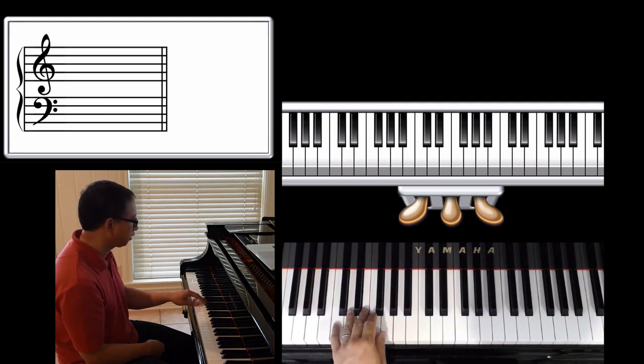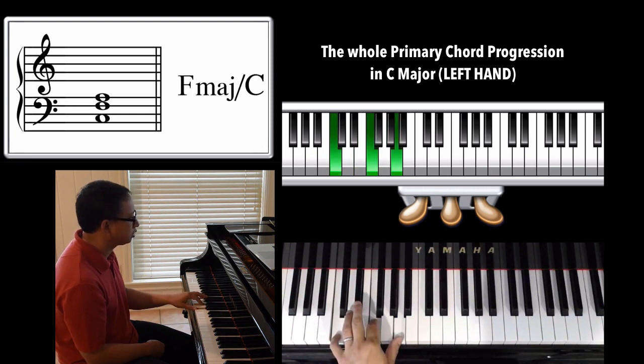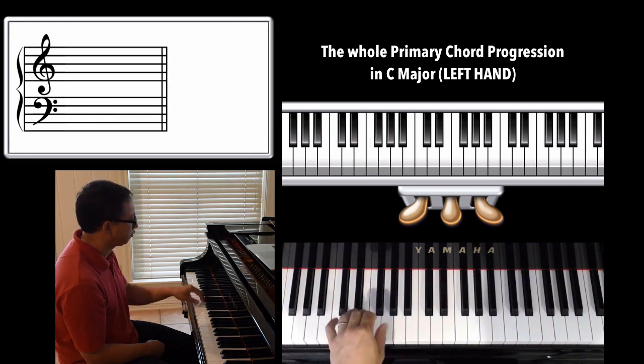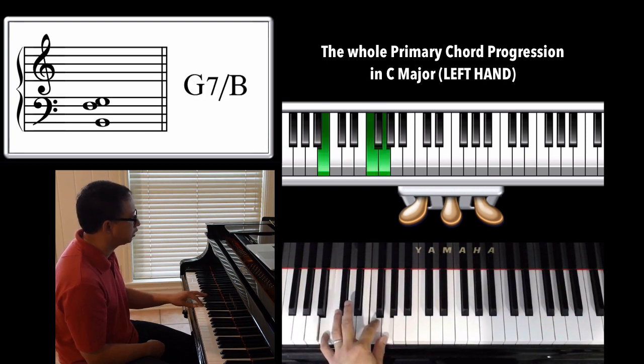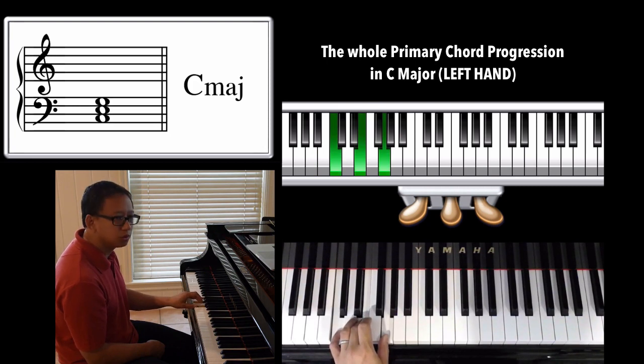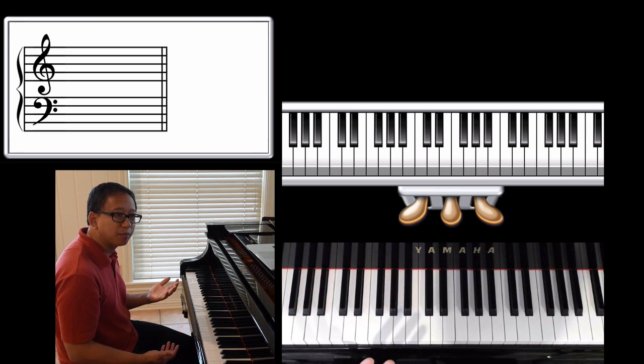So try the left hand with me, C major with 5-3-1, ready, go. F major with 5-2-1, 2-3, back to C major with 5-3-1, 2-3, then G7 with the 5-2-1, 2-3-4, and then the C, 2-3-4. And I would practice them hands separately at first.